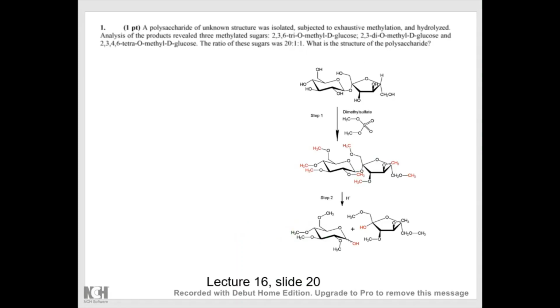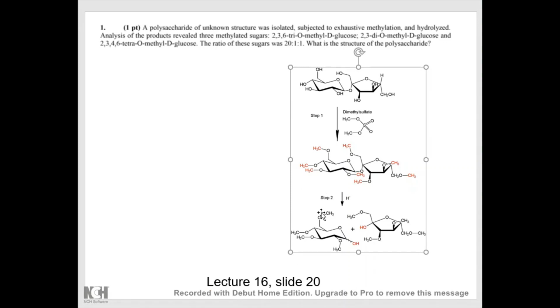I would like to explain some answers for homework 2. In question number 1, you were asked to come up with the structure of a polysaccharide that was treated by dimethyl sulfate and then subjected to acidic hydrolysis. The names of 3 products after this treatment were given to you. This question refers you to slide number 20 from lecture number 16.